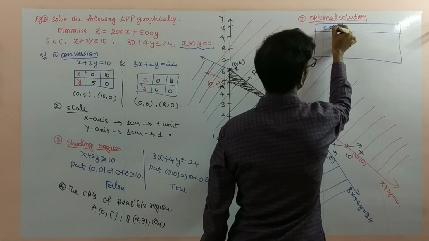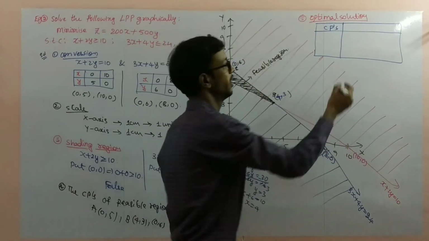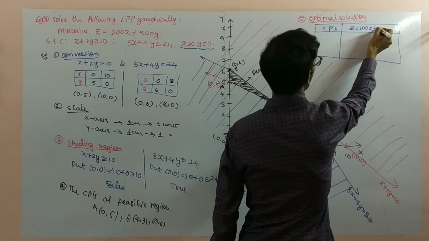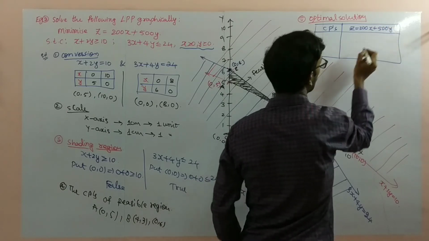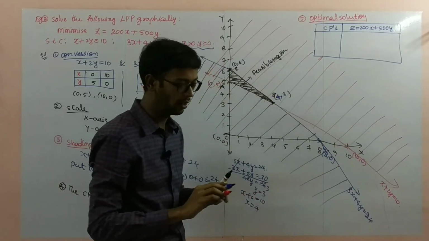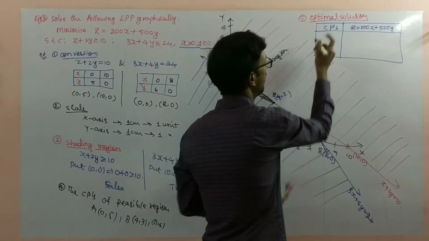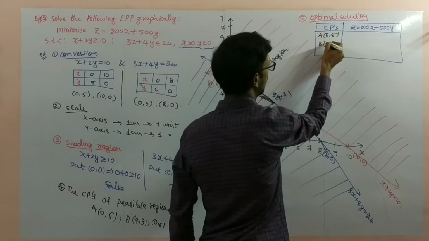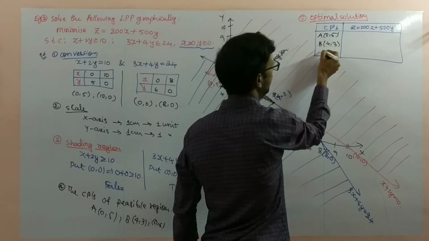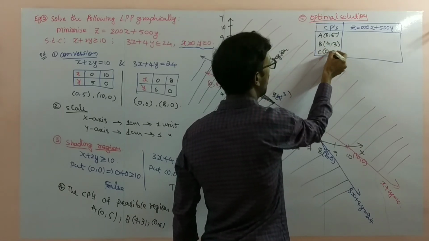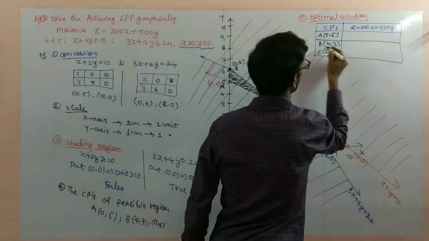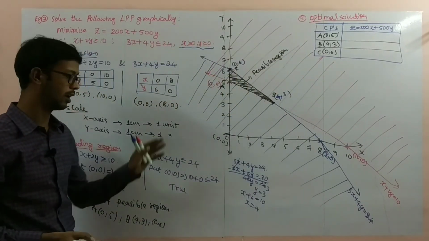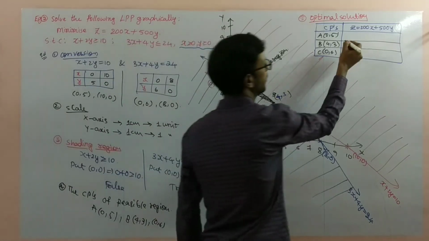Corner points and z equal to 200x plus 500y. So what are the corner points here? Corner points are A is (0, 5), B is (4, 3), C is (0, 6). So now substitute the values in the x place and y place.